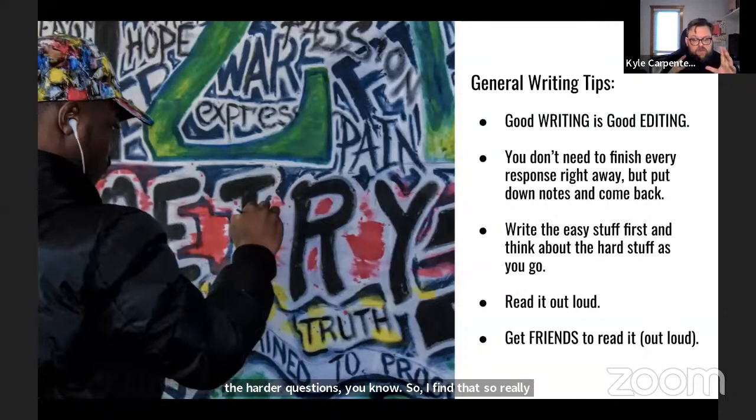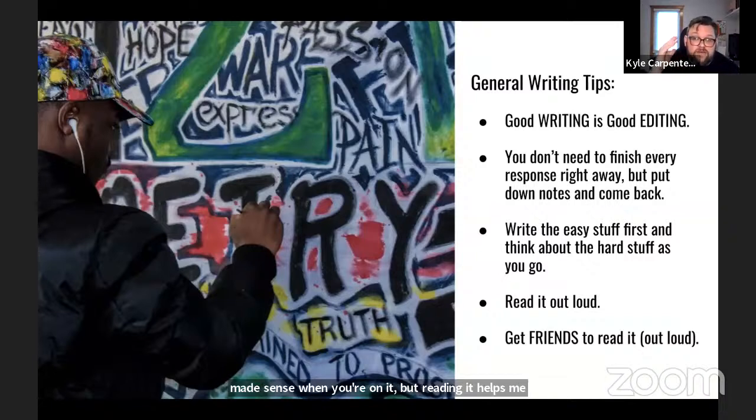And then another point, general writing tip, read it out loud. If you're proofreading or if you're just trying to make sure everything makes sense, reading out loud lets you catch the things that are ungrammatical or that don't actually make that much sense, because it might have made sense when you wrote it, but reading it helps.